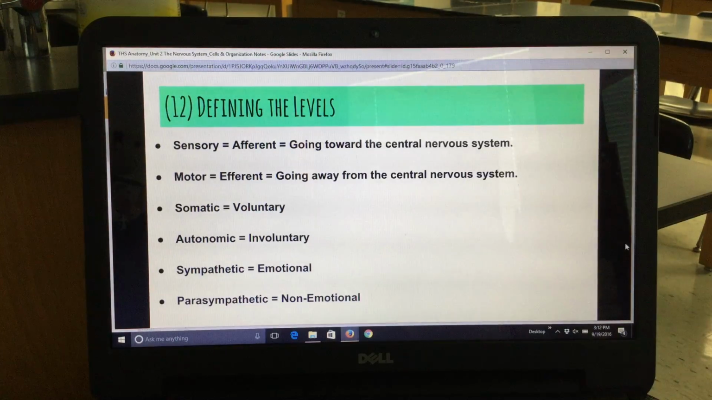There are two divisions within the autonomic division. It can either be involuntary and emotional, which means it's going to trigger the nerves that are part of the sympathetic division, or it can be involuntary and non-emotional, which means it triggers the nerves in the parasympathetic division. So let's look how this would play out in different scenarios.